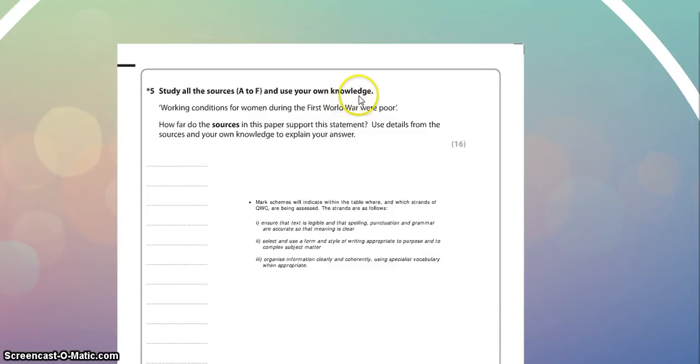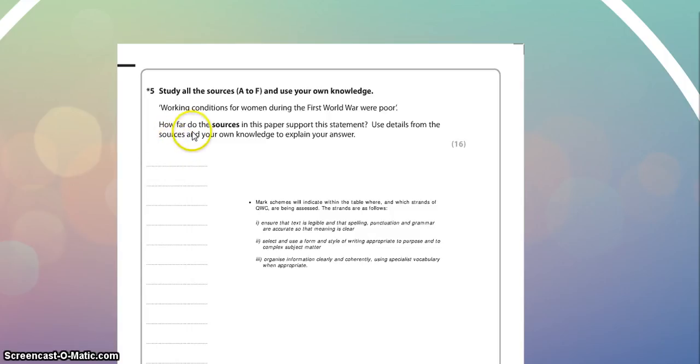So your revision and drawing upon your contextual knowledge from the era we're looking at, women during the First World War, is critical. Look at this statement: working conditions for women during the First World War were poor. That's the hypothesis you have to test and answer. See if you agree with it or not. Last week we gave you a hypothesis to go away and work on. This is to prepare for this type of higher order thinking question.